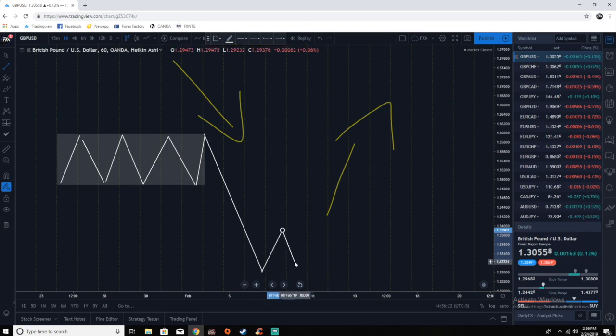Most of the time they'll do one of three things. They'll either go right before it, they'll go right to it, or they'll pass it to get more contracts, to hit more contracts. And really, when we're talking about passing it, we're not talking about actual price going that far down. We're talking about the spread.